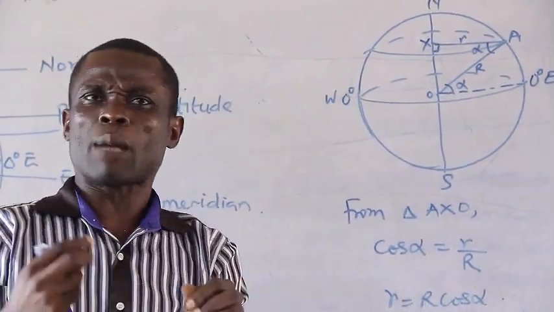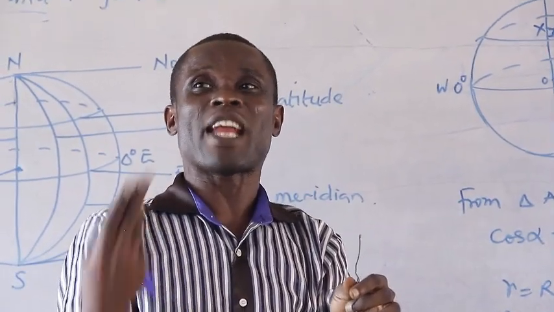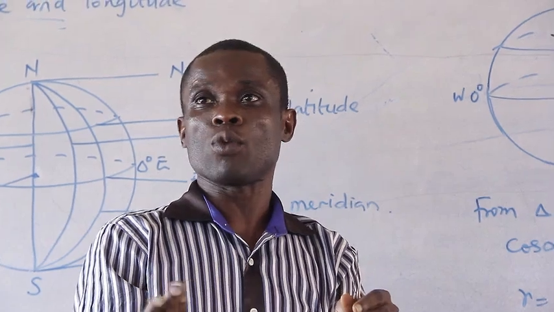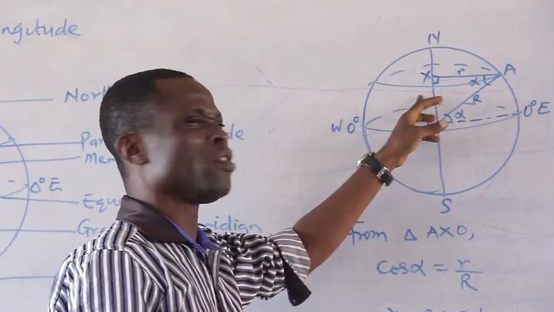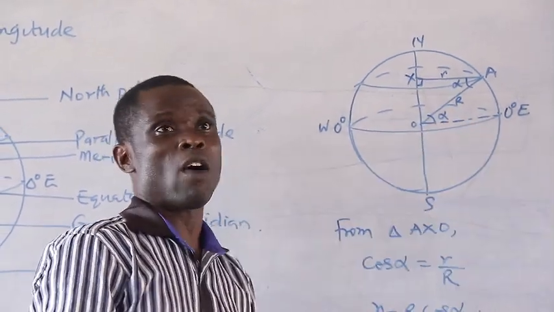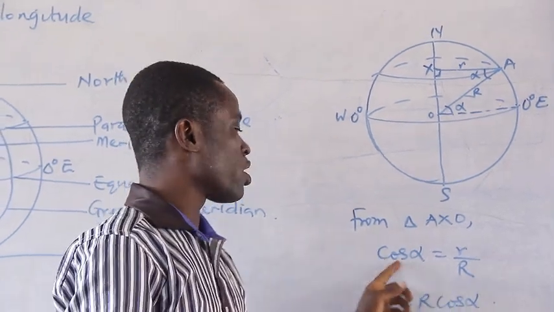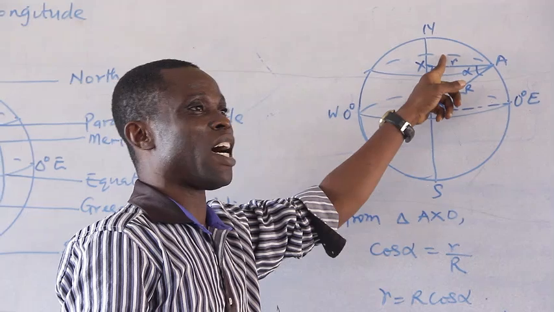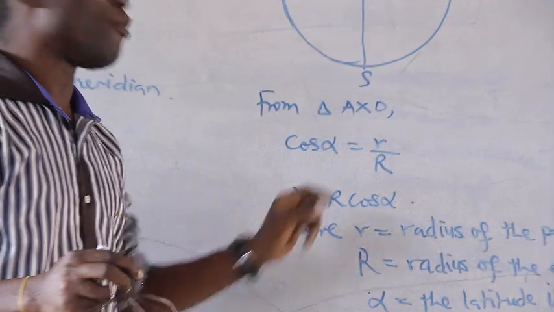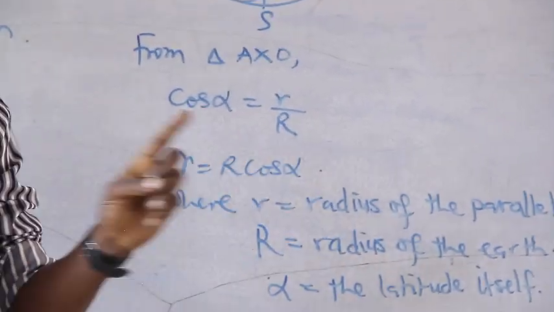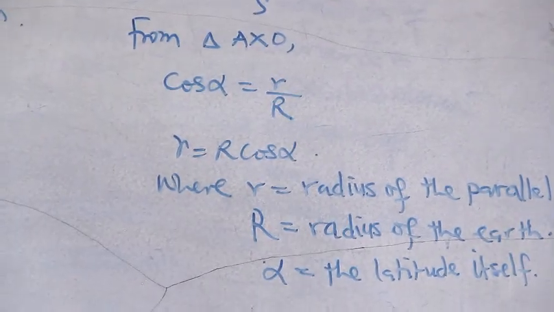Because I'm trying to derive the formula that one can use to find the distance along the parallel of latitude. Latitude is a small circle. So for me to find the distance along the parallel of latitude, we are going to use, this is opposite, no, adjacent and hypotenuse. And when you have adjacent and hypotenuse, that is cos. Cos alpha is equal to adjacent, small r, over hypotenuse, bigger R. When you cross multiply, we have small r equals bigger R cos alpha. So this is the formula for finding the radius of the parallel of latitude.